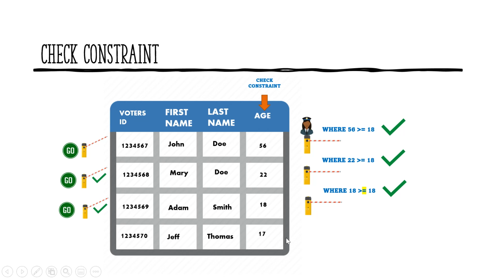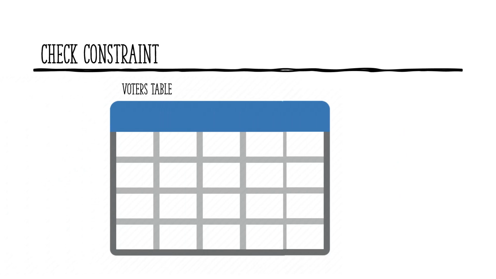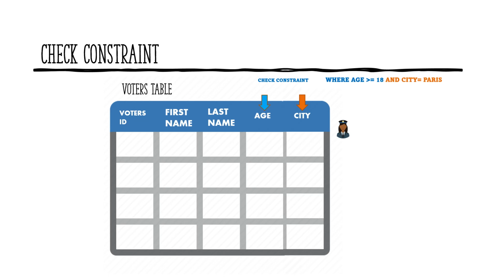But for Jeff Thomas, he's 17. The check constraint is going to check if his age is greater than or equal to 18. It's not, so it's not going to get inserted. We can also define the check constraints on character columns, like city. If I want to enter only the details for people who belong to the city Paris, so only people who belong to the city Paris and whose age is greater than or equal to 18 have to be entered in this particular table.